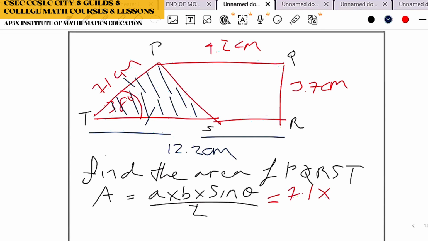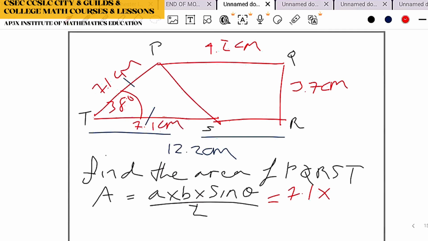Can anybody else, one of my students, tell me what the other side is? How do you know the other side is 7.1? What indicator is there for you to assume that it's 7.1 as well? Equal sides. The sides are equal. You see the two blue strokes? It is telling you that if one side is 7.1, the other side with the blue stroke is also 7.1. So this side here is 7.1 as well. Very good observation.